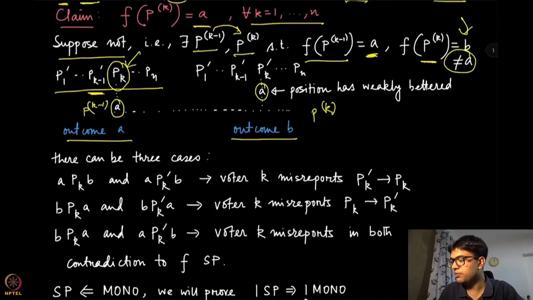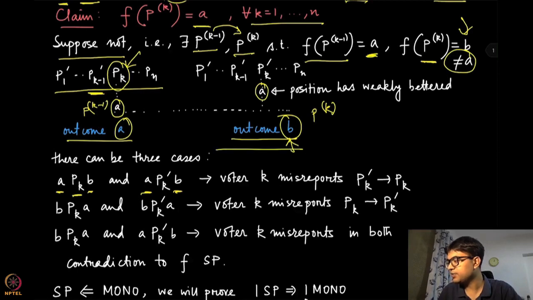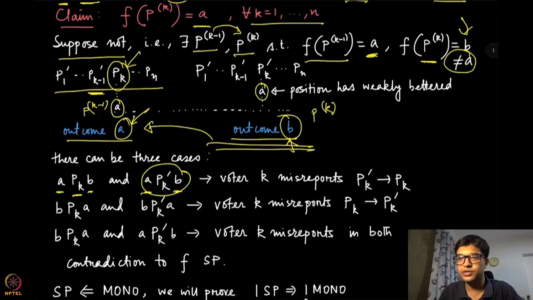in this particular preference profile for player k, A is more preferred than B, and in the new preference profile also A is more preferred than B. Remember, we are just comparing between these two alternatives. Now what you can see is that for player k, B is worse than A in this preference profile. And it knows that if it reports its preference to be Pk, the outcome would be A, which is more preferred by that agent, even in this particular preference profile, Pk prime. Therefore, voter k should misrepresent: whenever its true preference is Pk prime, it will report Pk so that it gets the outcome of A.